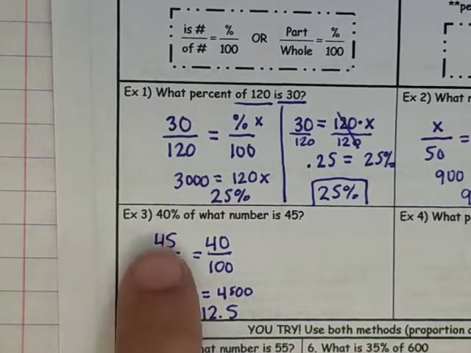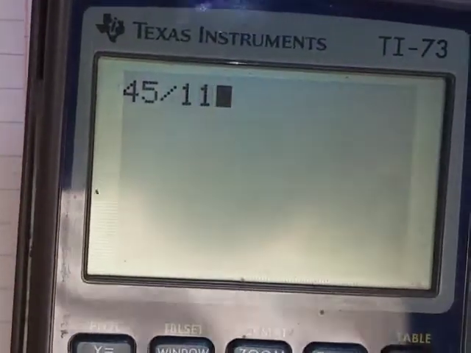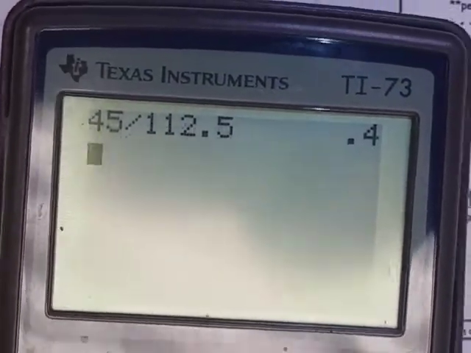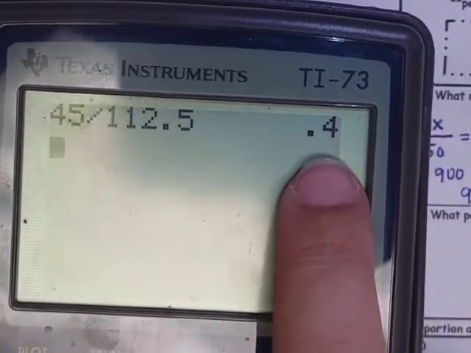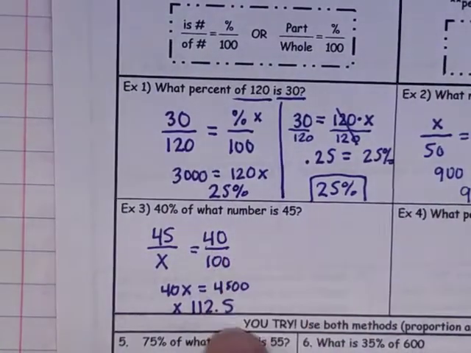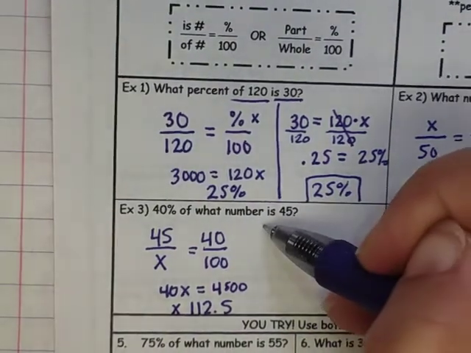And we could check that on our calculator. So 45 out of 112.5, look, 0.4, isn't that 40%? Because that's 4/10, and 4/10 is 40%. So we know that 112.5 works. All right, that's the proportion method.